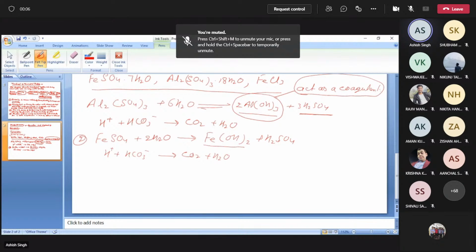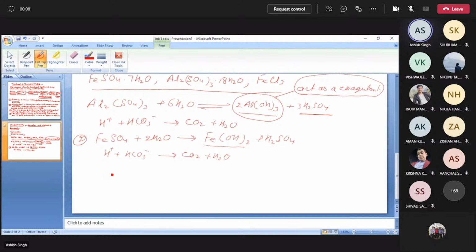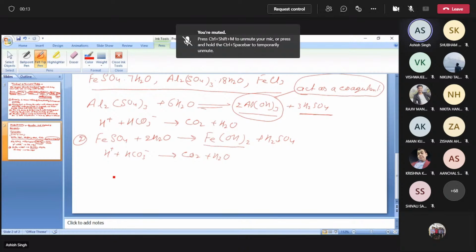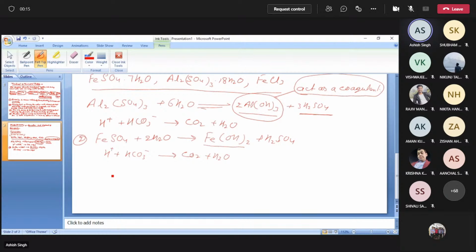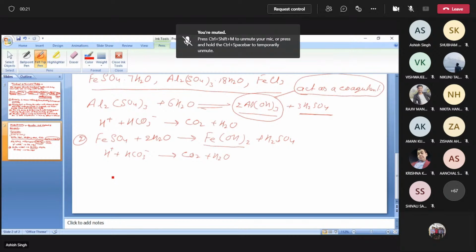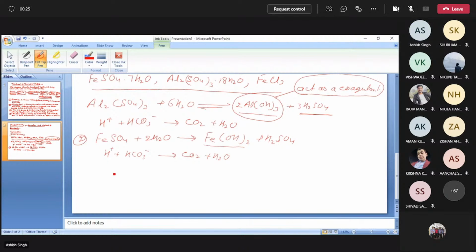FeS2, this does not act as a coagulant. It requires oxidation into ferric iron by oxygen, by dissolved oxygen in water.